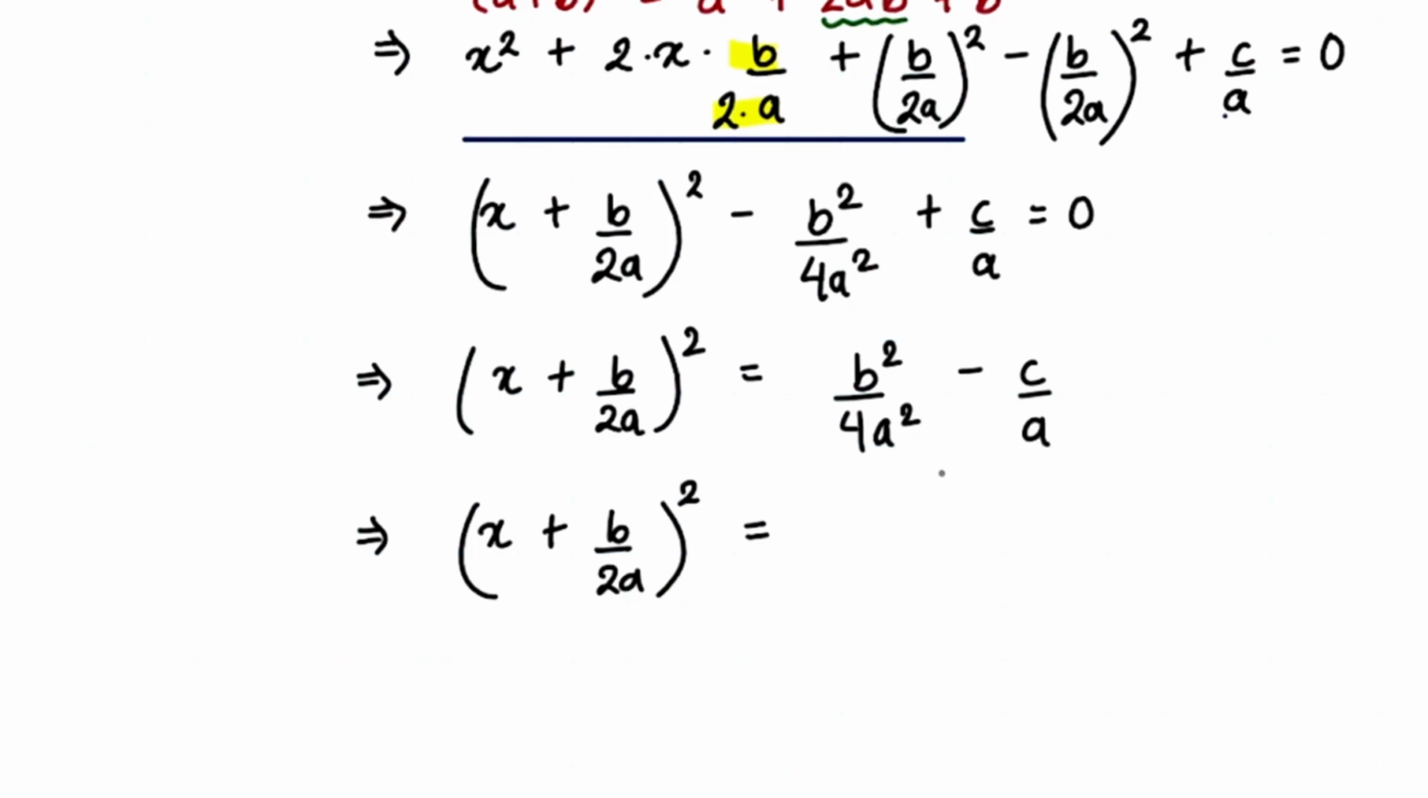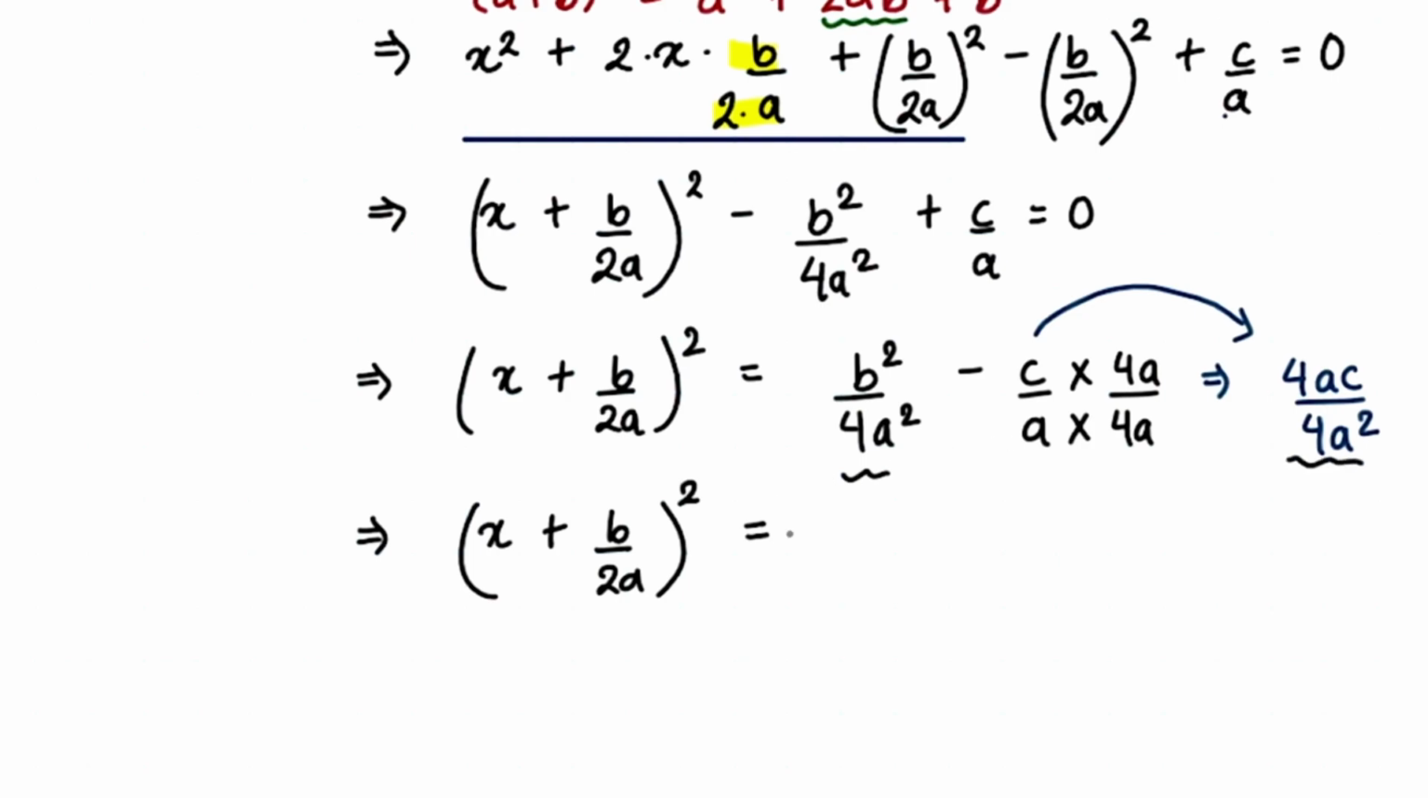For that, we need a common denominator. And the LCM of 4a square and a is 4a square. So this is already 4a square. We need to make this 4a square. To make this 4a square, we are going to multiply this with 4a, and we also need to multiply the numerator with 4a. And this gives us 4ac divided by 4a square. So I just changed our c by a into 4ac divided by 4a square. And now that they have the common denominator, we can subtract them and we get b square minus 4ac divided by 4a square.